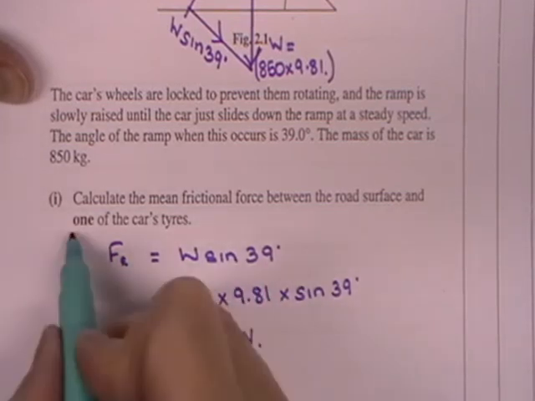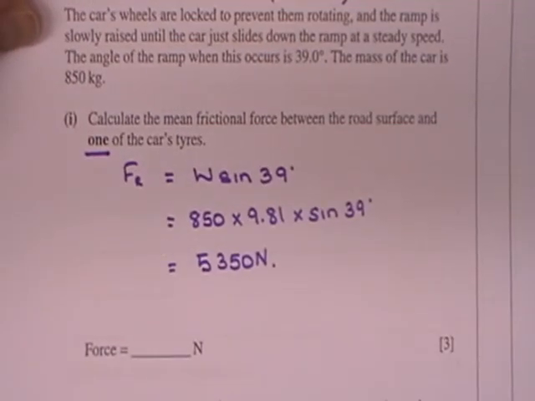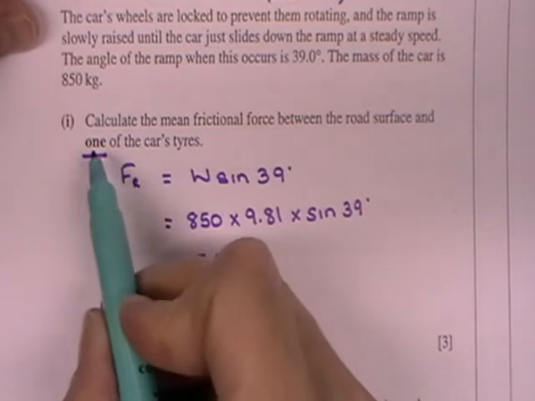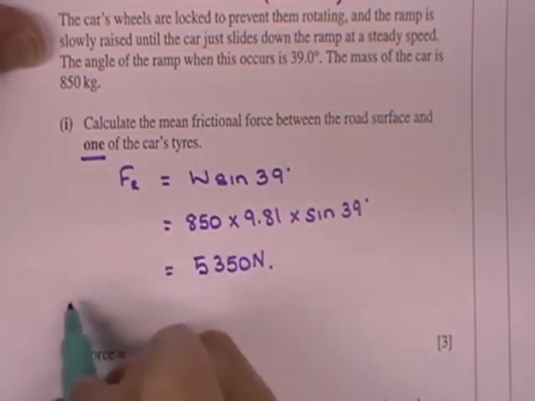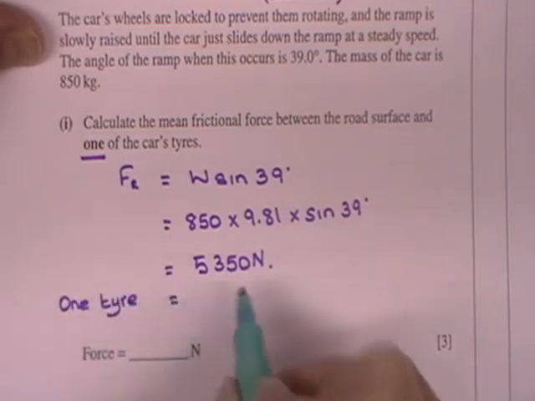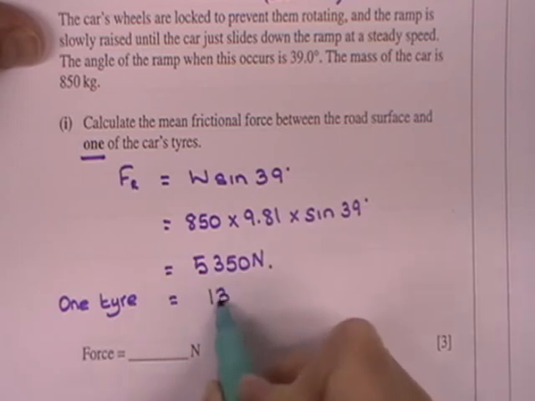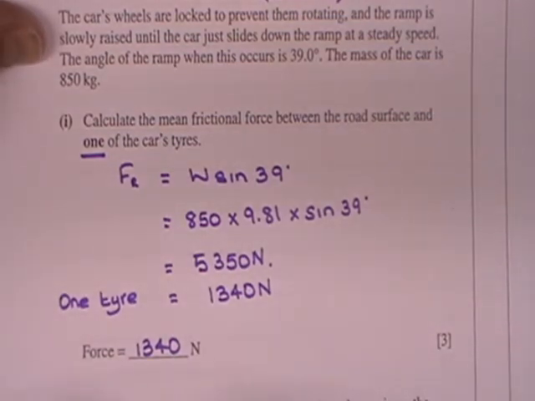Now, the question asks you about one of the car tyres, and it's very easy to just miss that bit. It is highlighted in black, so that's 4 tyres. That's the total force, and therefore for one tyre, it's that value divided by 4, and that gives you 1340 newtons. And that's your final answer.